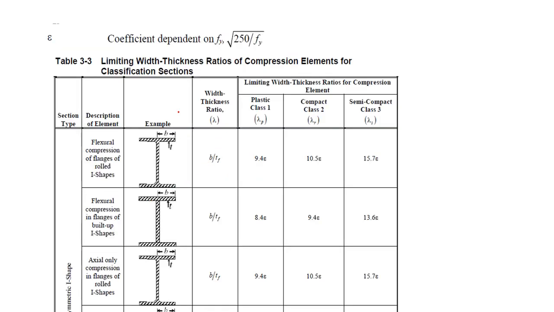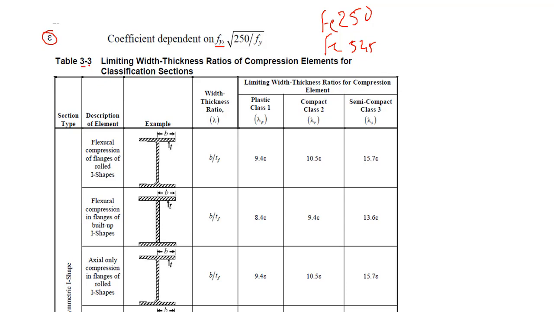Alright, next we'll have to find out epsilon. This one depends on Fy. It is the root of 250 by the grade of steel. We have Fe 250 grade steel and Fe 345 grade steel here.